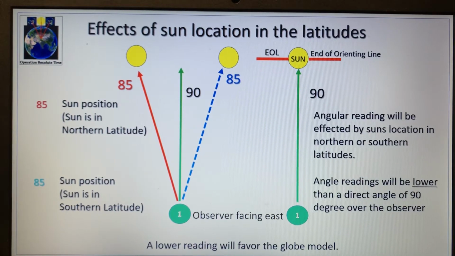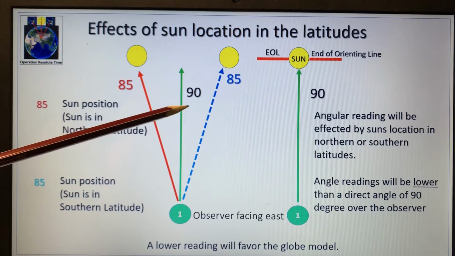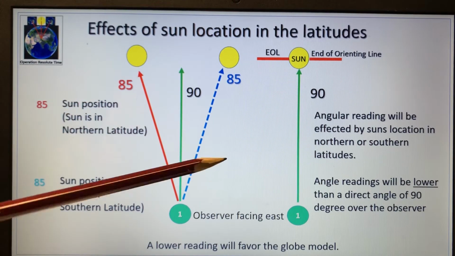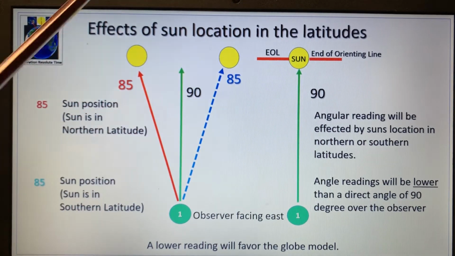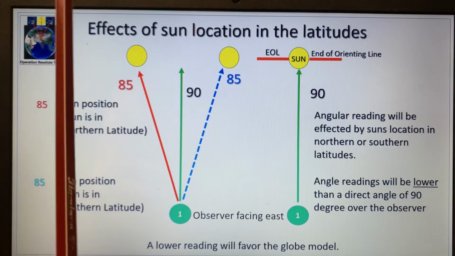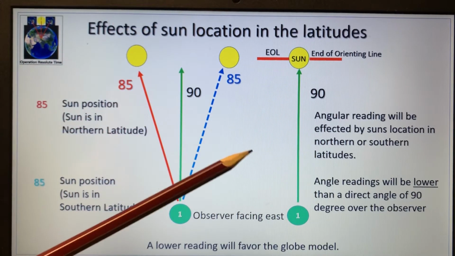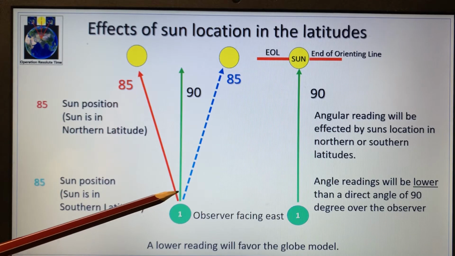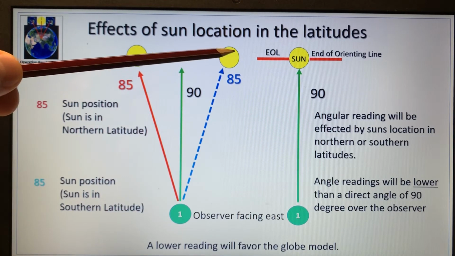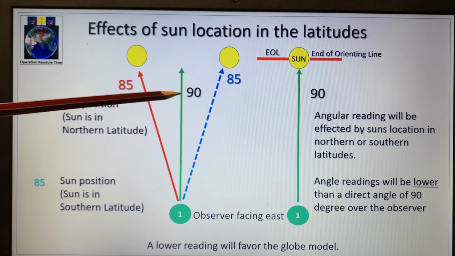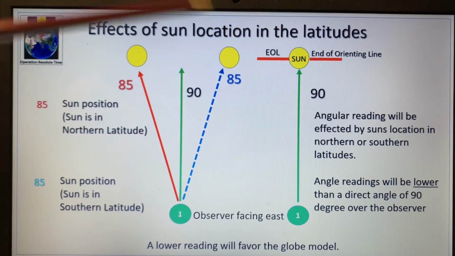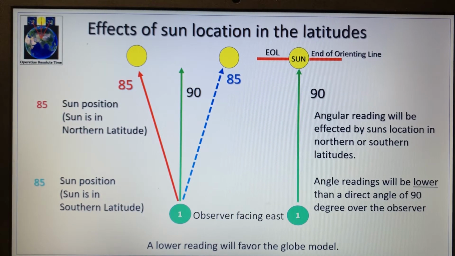And what's the effect on your reading if you're off one of those meridians? As I said, you can do this anywhere in the world, but then you're going to have effects which can alter your reading. To give you an example, we're in Kabul, Afghanistan. Right now, the sun is in the southern latitude to us from 90 degrees. So we'll get an angle reading a little less than what we should get if we were located along a prime meridian when the sun is located along that prime meridian. So just take that into consideration.